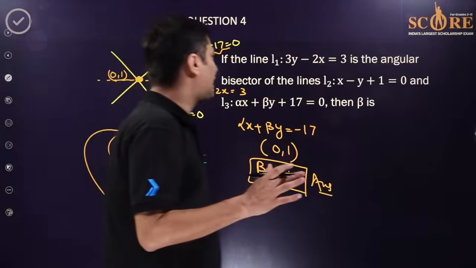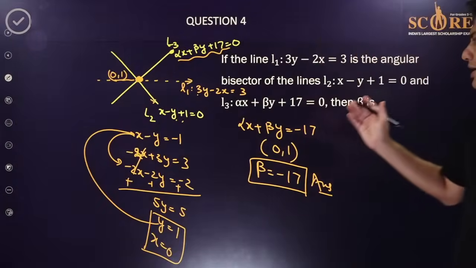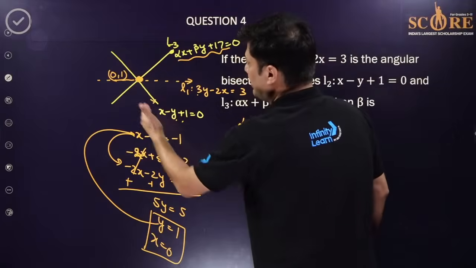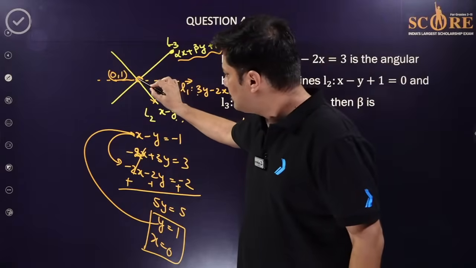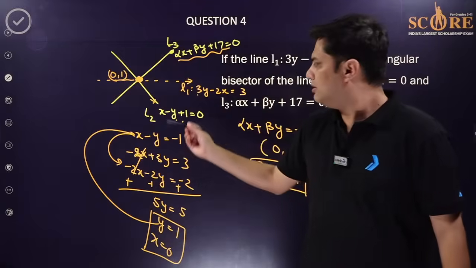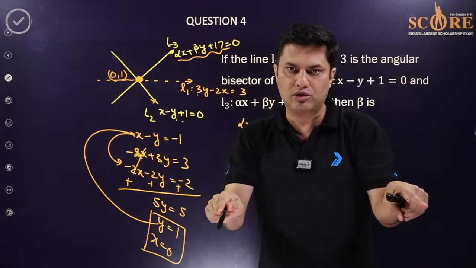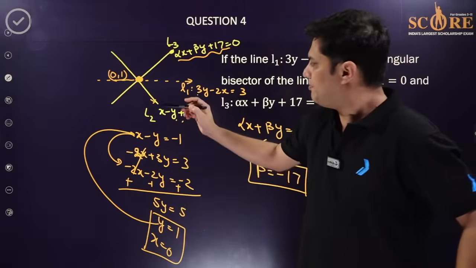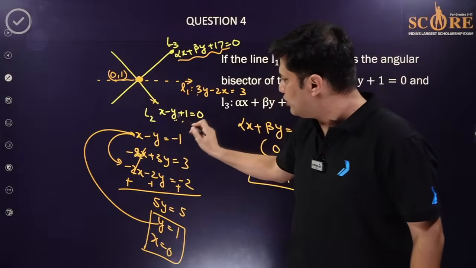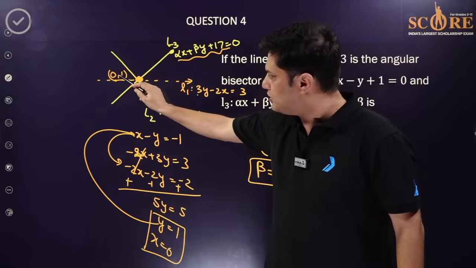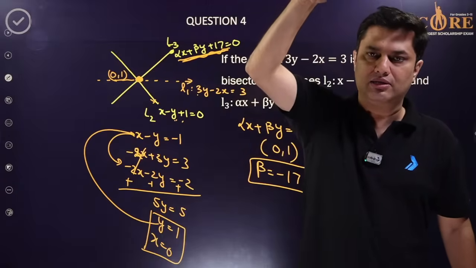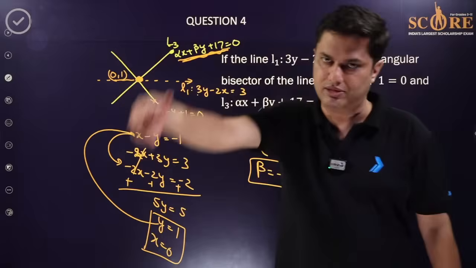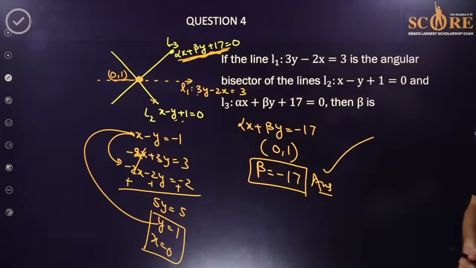So just try to understand, if the line L1 is the angle bisector of L2 and L3, so simple, all the three lines will pass through the same point: concurrency. So either you use the determinant equal to 0, the concurrency condition, or you can find the intersection of the two given lines, which is (0, 1), and the third line will also pass through it. So yes, the correct answer is coming out to be beta is equal to minus 17.